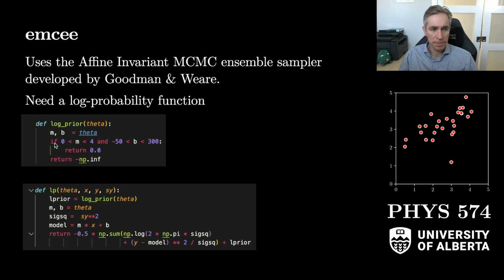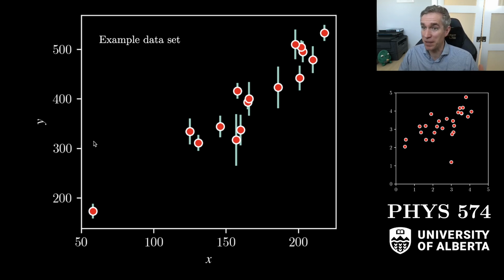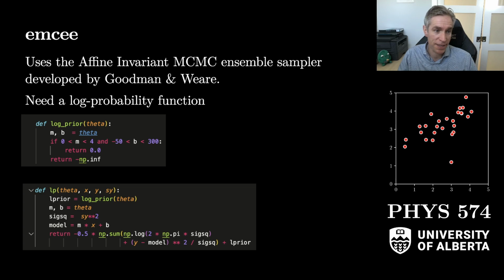So it'll be a 2-element vector where m is the first element and b is the second element. Then we're going to define that our slope should be between 0 and 4. That's reasonable. We know it should be about 2 from our prior work with this data set. And we'll assume that the y-intercept is somewhere between negative 50 and 300. Then return 0 if you're within these bounds. Otherwise, if you're outside that bound, return negative infinity, which just means you're outside of the prior and you'll have 0 probability of sampling out there.